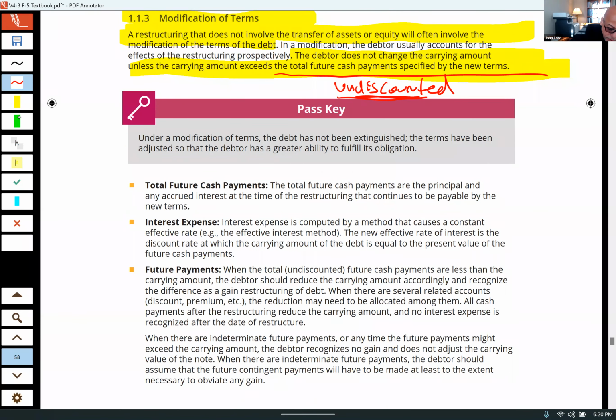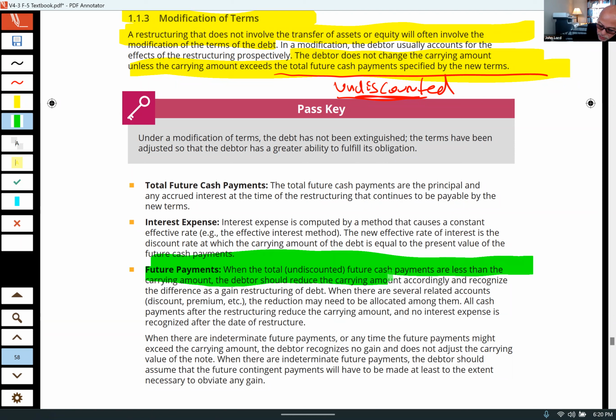When the total undiscounted future payments are less than the carrying amount of debt, the debtor should reduce the carrying amount accordingly and recognize a gain on the restructuring of the debt. That will always be a gain, and it's the difference between the undiscounted cash flows and the carrying amount of the debt. Okay, so that's pretty straightforward.